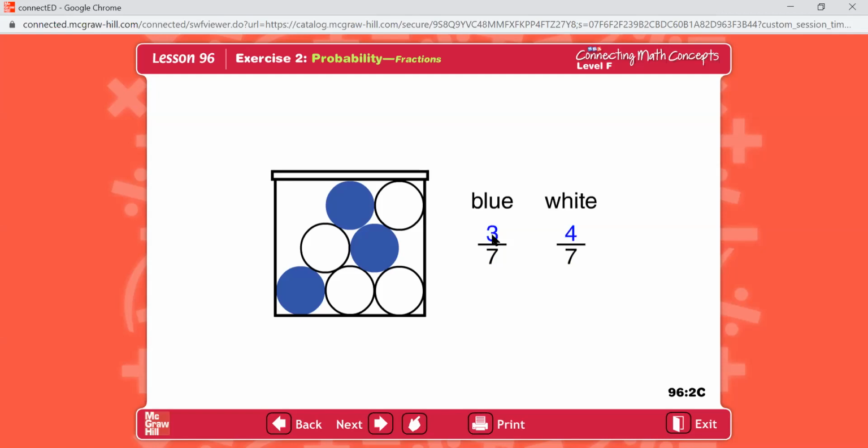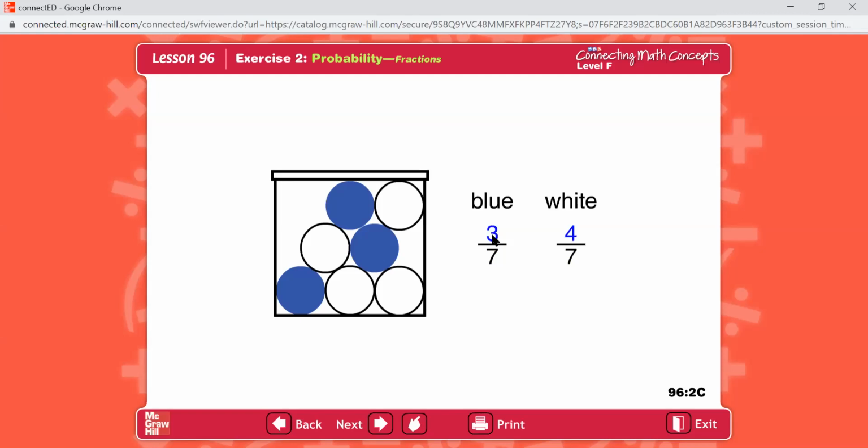Now, circle which fraction shows what's more likely to happen if you were to pull a marble from box C. You should have circled gray marbles because it has the greater chance. There are more gray marbles than any other color out of 10.